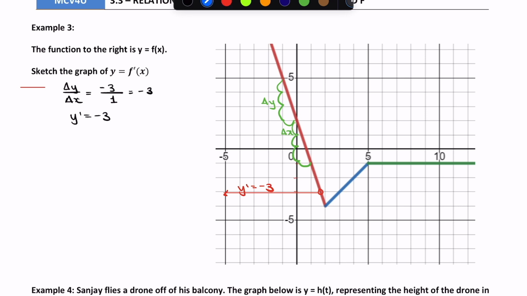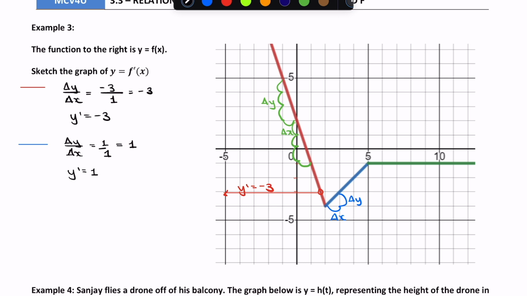So here, if we go, this one will go delta y over delta x. So for the blue line, we have delta y over delta x, which is equal to 1 over 1, which is equal to just 1 here. And so here we see that the y prime is just equal to 1.